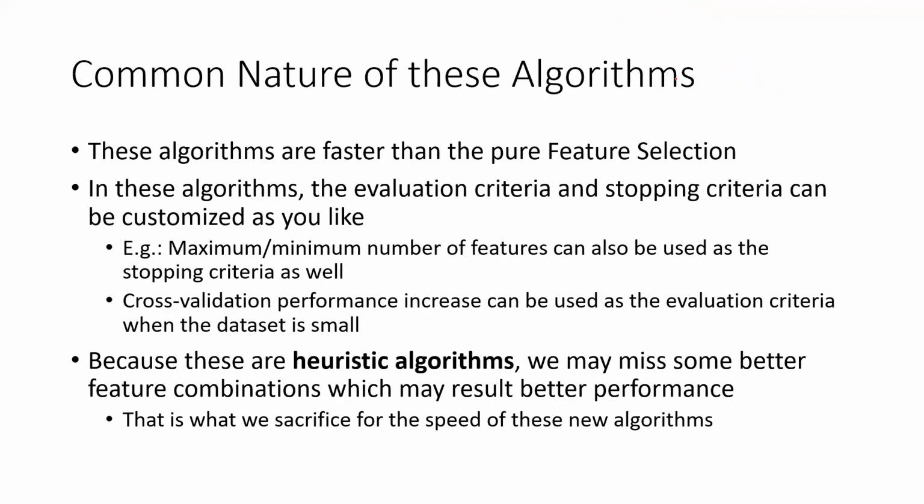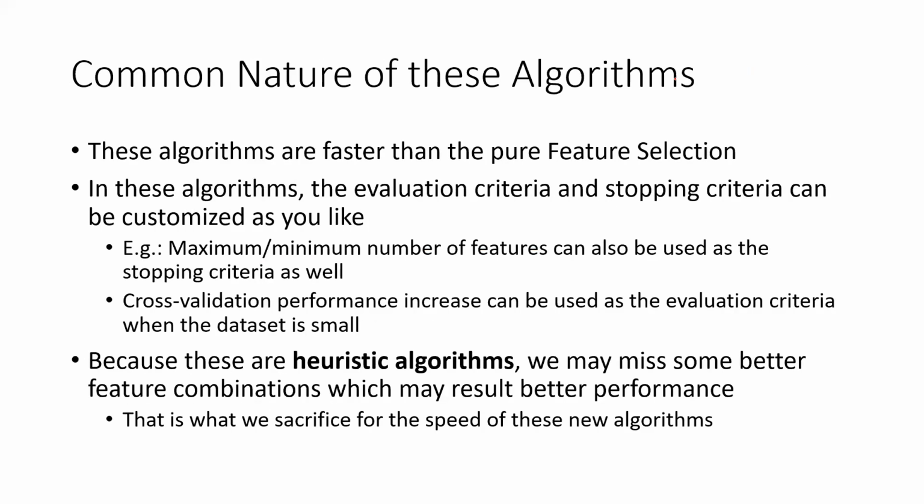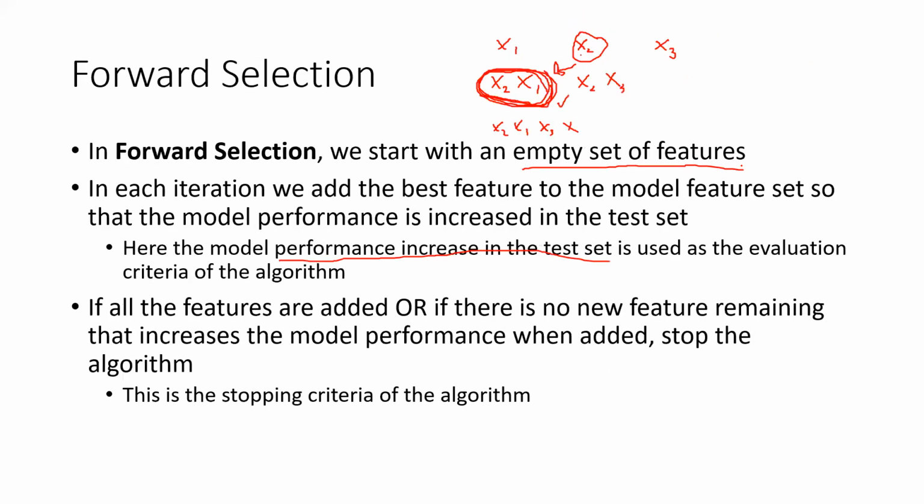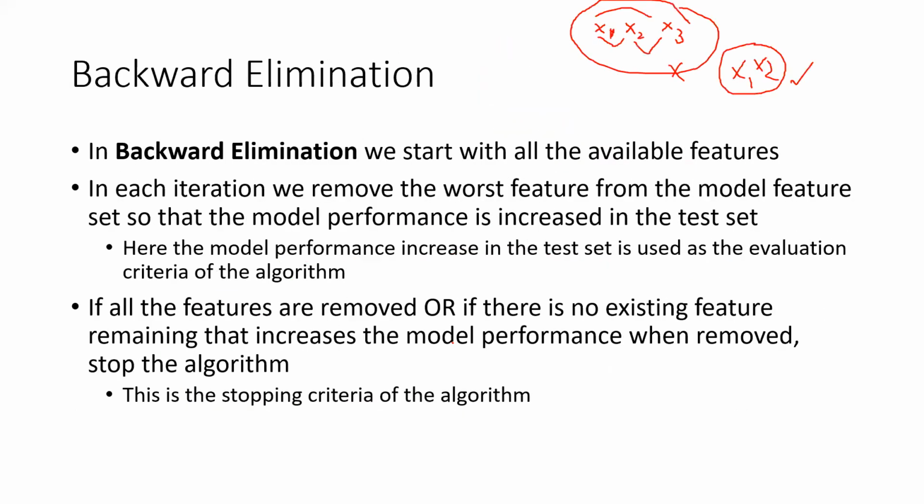And for both of these algorithms that we have discussed, forward selection and backward elimination, what is common is that those are faster than the exhaustive feature selection, which takes a lot of time, right? So these forward selection and backward elimination are very fast.